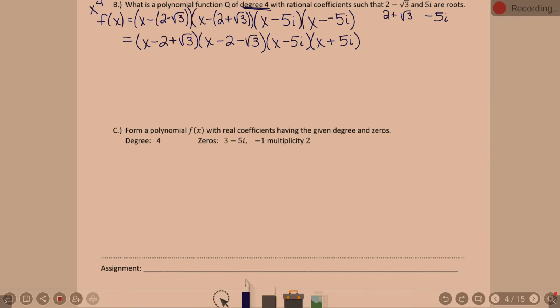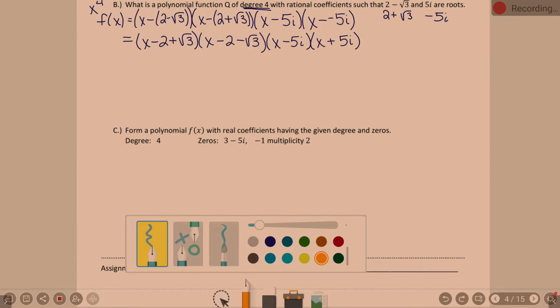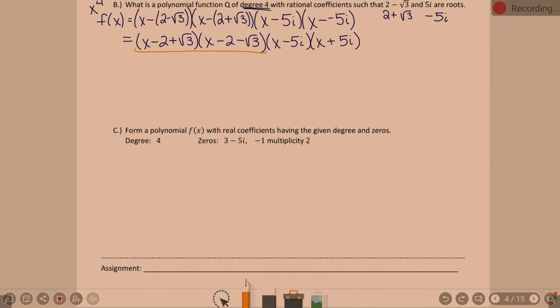Okay, this is where the big work comes into play. Because we have how many parentheses? We have 4. So you're going to have to multiply 2, and then multiply those answers together. It is important to make this the nicest possible problem we can, that when you multiply the pieces together, you're multiplying the conjugates with each other. So you're multiplying the 2 square root of 3 parentheses with each other as a pair, and you're multiplying the 5i's together as a pair. Okay, that is important.